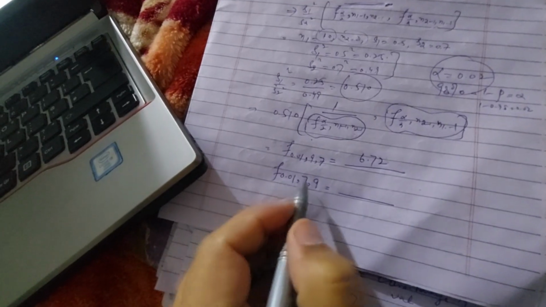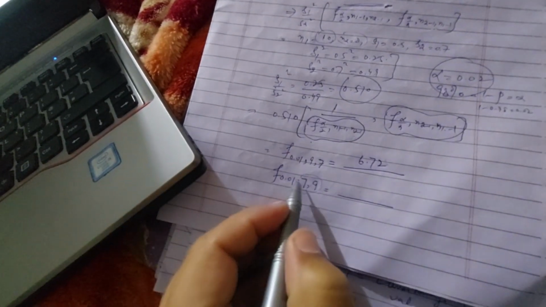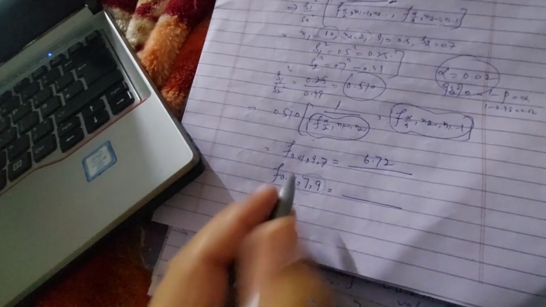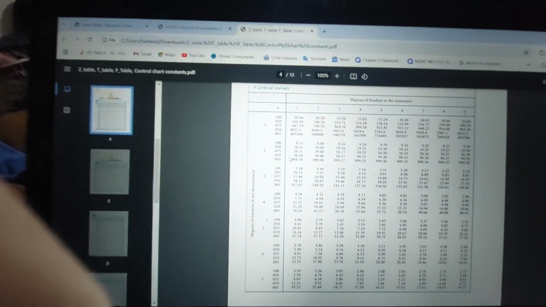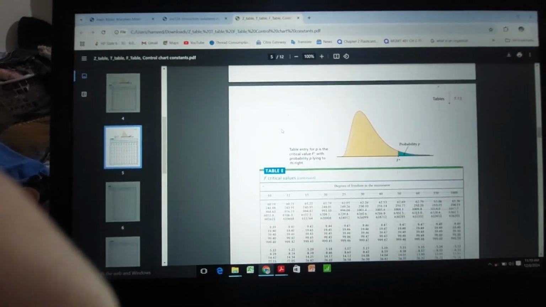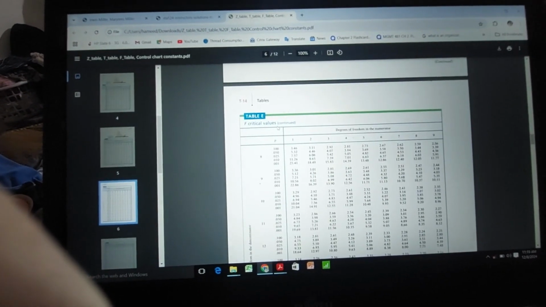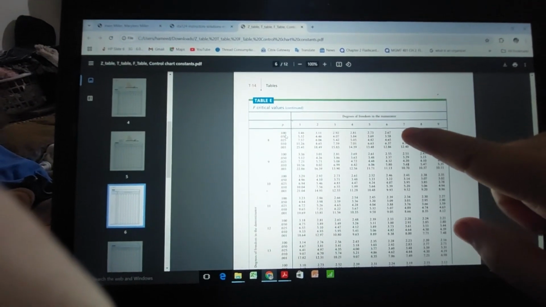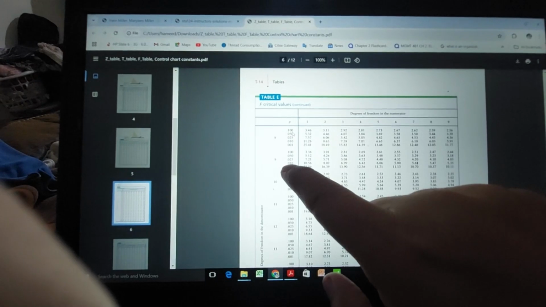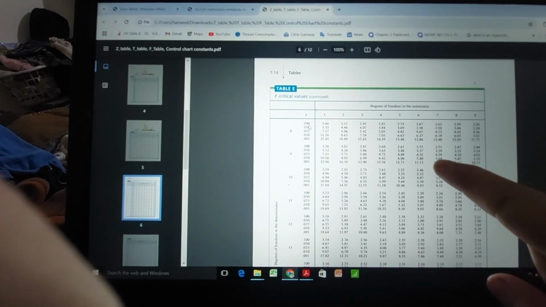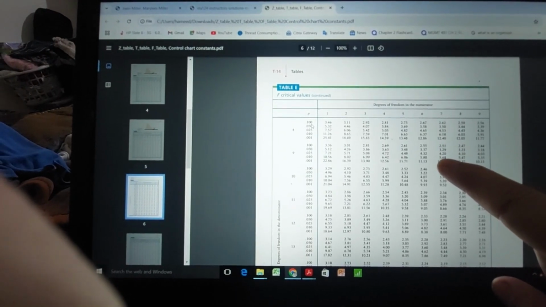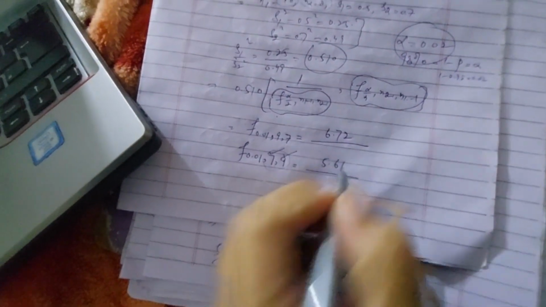Now I need to look at f of 0.01, 7 and 9. The numerator is now 7 and the denominator is 9. So going to the next page, this is 7 and this is 9, and I need to find 0.01. It is giving me a value of 5.61. Writing it, 5.61.